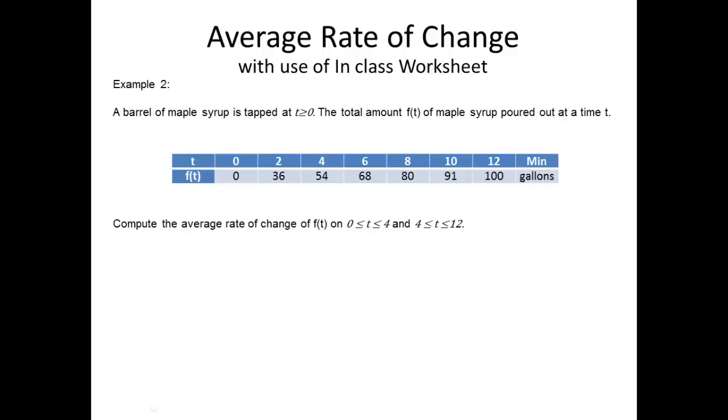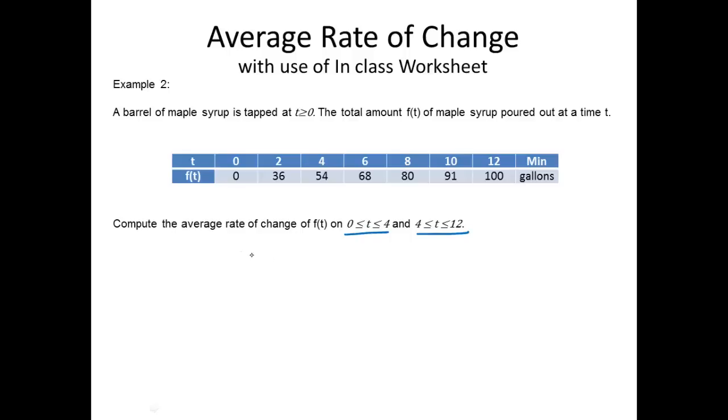All right, for example number 2, we're going to be looking at a barrel of maple syrup that is being tapped. So we're basically draining this barrel of maple syrup. Time is going to be greater than or equal to 0, makes sense, and the total amount of maple syrup that is poured out at that time. Okay, so now what we're looking for here is the gallons per minute. So to compute the average rate of change, the gallons per minute, over 2 different time periods. So we're going to be looking from time 0 to time 4 and from time 4 to time 12, and those are minutes.